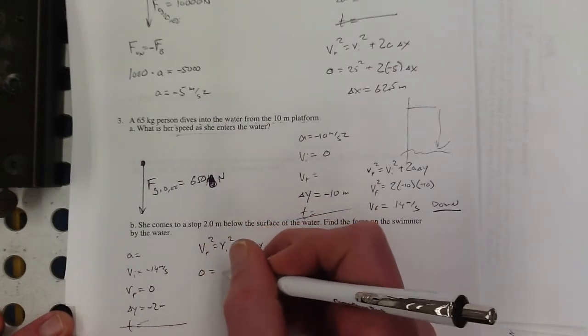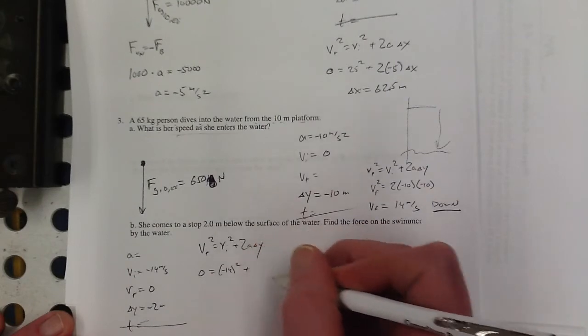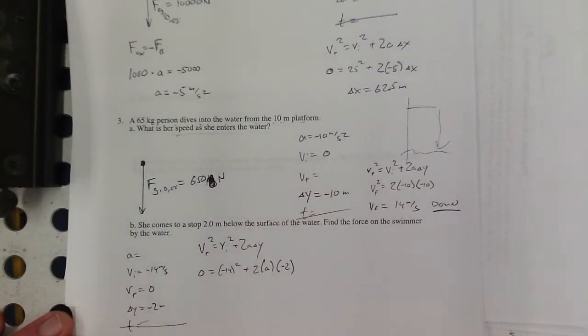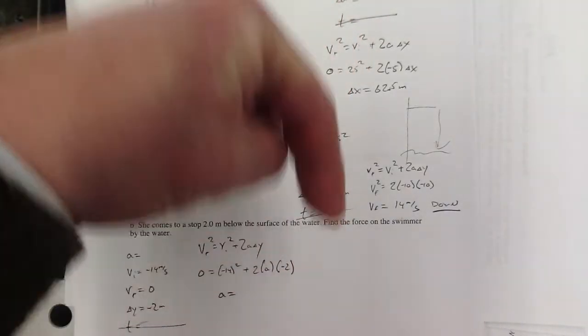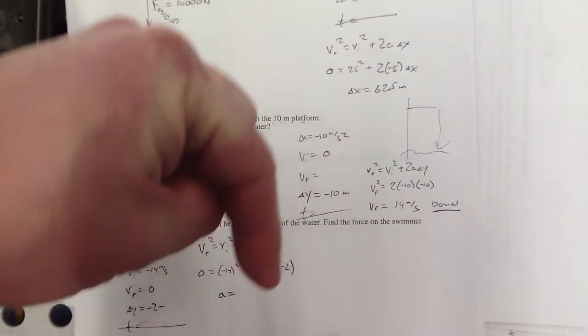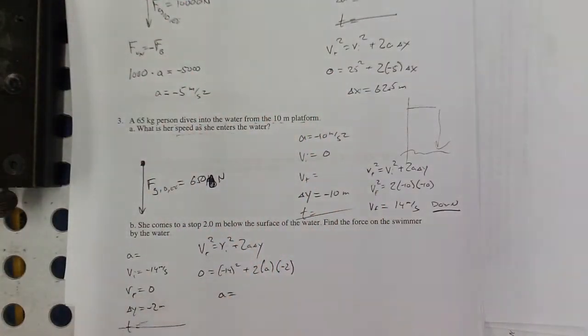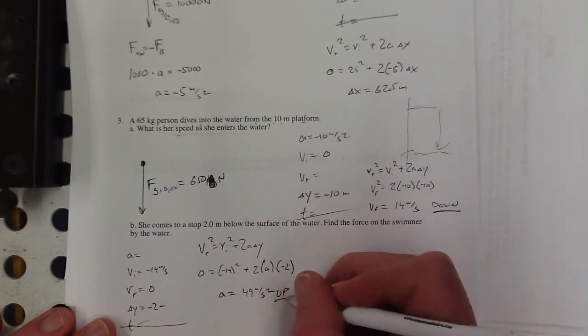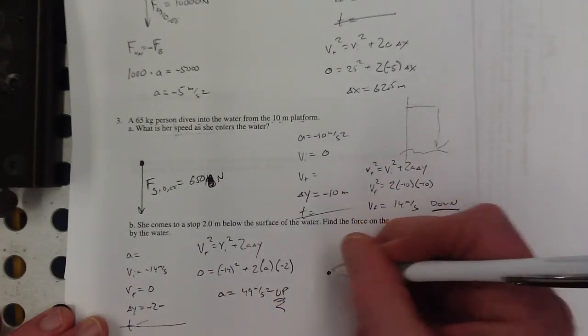vf is 0, vi is negative 14 squared plus 2 times a times that. So when I square that, subtract to the other side, my acceleration is going to come out to be positive here, which makes sense because if she's going down and she's stopping, her acceleration, just like the tapping of the broom, is going to have to be the other way. So that would have to be positive. So let's see, what do I have here? 14 squared divided by 4. And it's super important to recognize that that's up, because now when we make a force diagram, you know what gravity does when you're underwater?